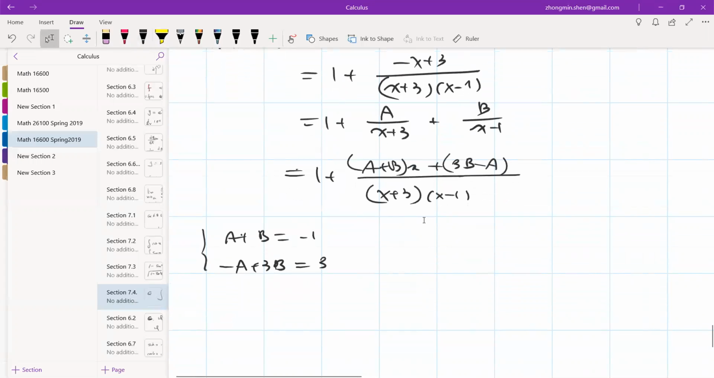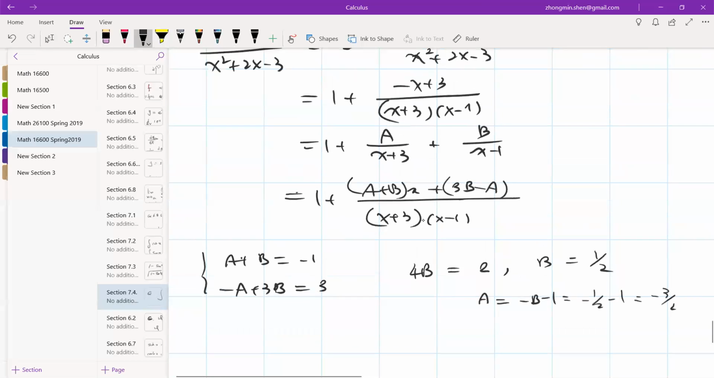All right. So now how do you simplify? Add them together. I get 4b equals 2. So b is going to be 1/2. Then a is going to be -b minus 1. So it's -1/2 minus 1 is -3/2. So you get the coefficient. Right, this is a and b.